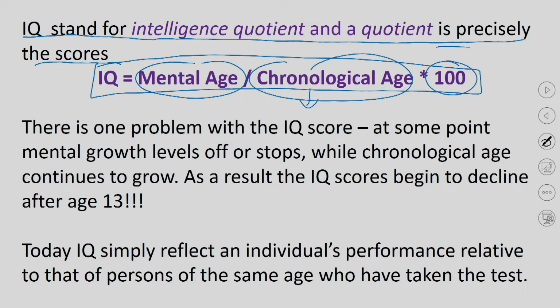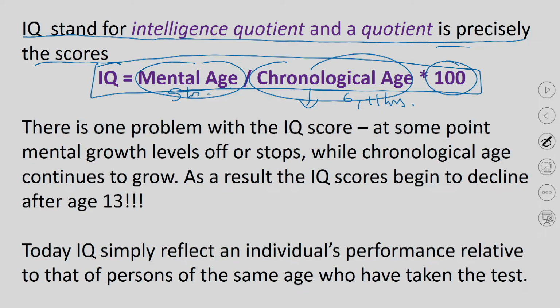Chronological age, referring to the last example, is the age of the children who are actually in class 6. As I said, class 6 children are 11 years old. And mental age is the questions that children of class 6 can solve. So, maybe you can solve questions for class 9.